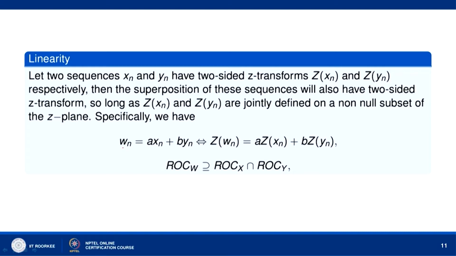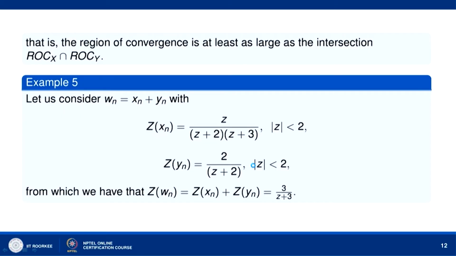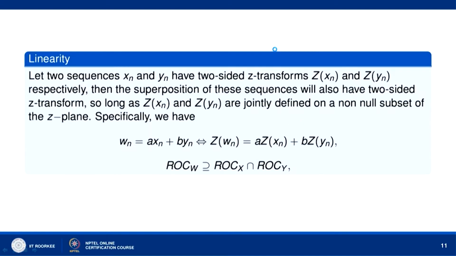Suppose I write the sequence w[n] as a x[n] plus b y[n]. Then Z{w[n]} equals a Z{x[n]} plus b Z{y[n]}. And ROC W will contain ROC x intersection ROC y. That means the region of convergence of the Z transform of the sequence w[n] will be at least as large as the intersection of ROC x and ROC y. So, this is the theorem. We can easily prove this theorem using the definition of the Z transform.